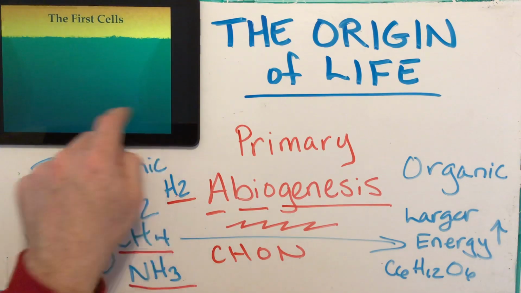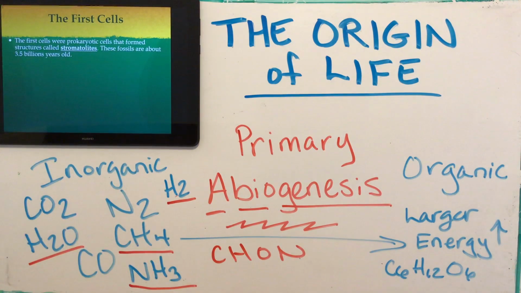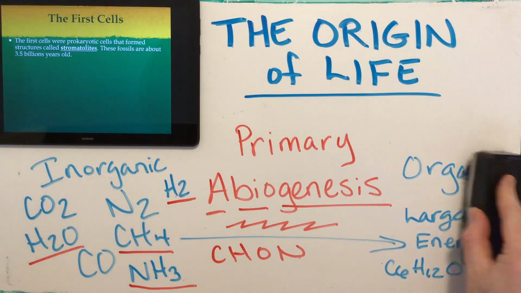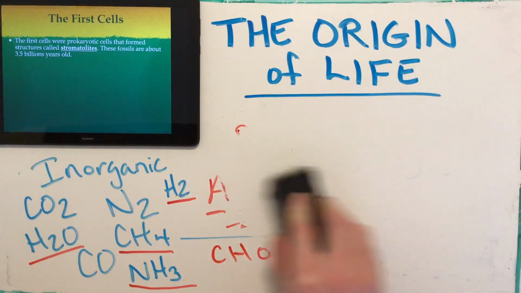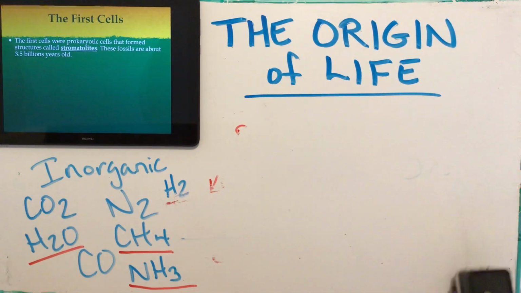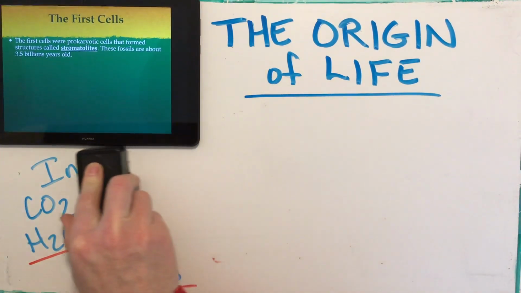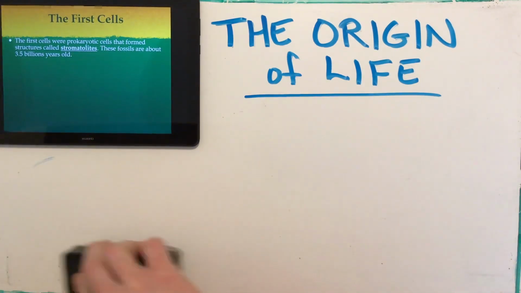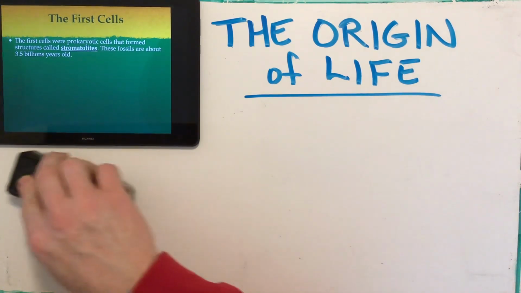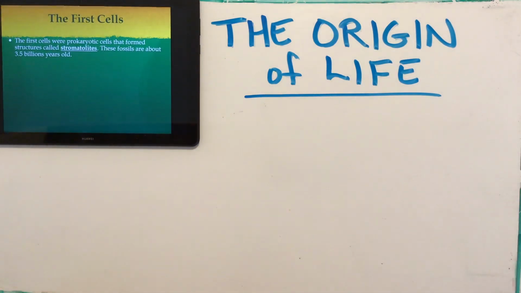Now, the first cells. The first cells were prokaryotic cells. Obviously, bacteria are the simplest life form. So it kind of makes sense that we're going to build bacteria out of this inorganic soup before we go and build things like elephants and dinosaurs and people. All right?